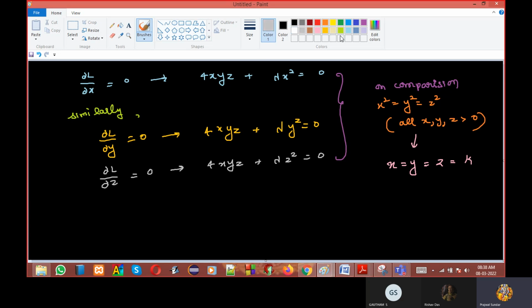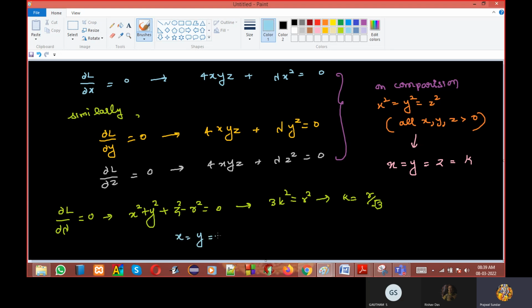Now what is dou L by dou lambda equal to 0? You will get x squared plus y squared plus z squared minus r squared equal to 0. So you will get 3k squared equal to r squared, k equal to r by root 3. So x equal to y equal to z equal to r by root 3.